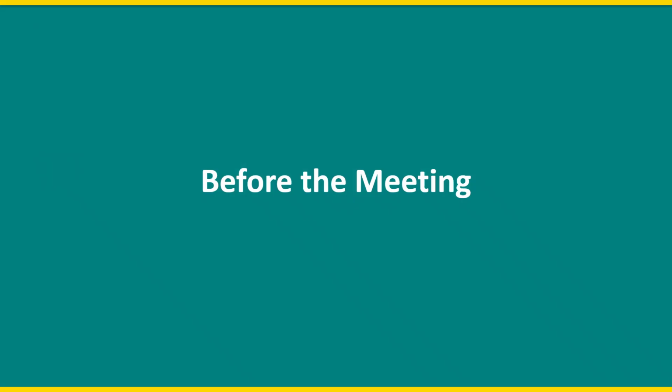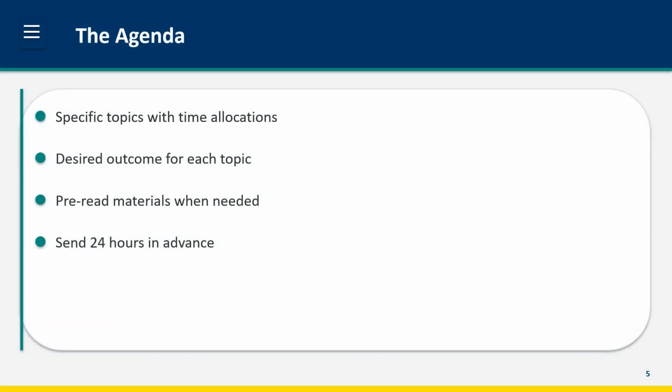Preparation is everything. Let's cover what you need to do before the meeting begins. Every meeting needs an agenda, not a vague topic list, but specific items with time allocations. The budget review gets 15 minutes. The vendor decision gets 20 minutes. For each item, specify the desired outcome. Are we sharing information, making a decision, or generating ideas? Include pre-read materials when background information is needed. Don't waste meeting time reading slides people could read in advance. Send the agenda at least 24 hours in advance. Give people time to prepare.